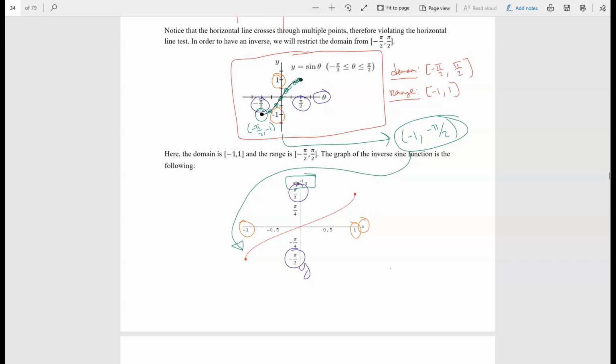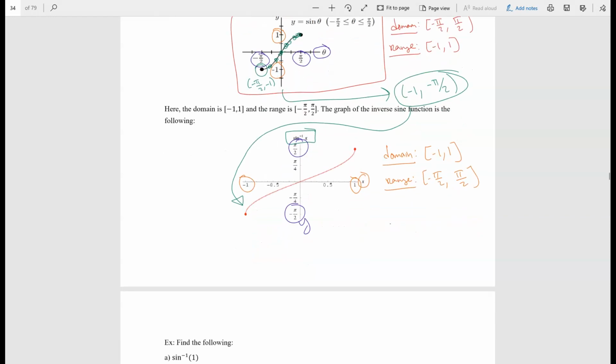Now, be very careful because here, the domain of this inverse function is going to be from -1 to 1, and the range is going to be from -π/2 to π/2. Which means that if I put any value that I want into the inverse sine function that's between -1 and 1, what I'm going to get out is a number between -π/2 and π/2.